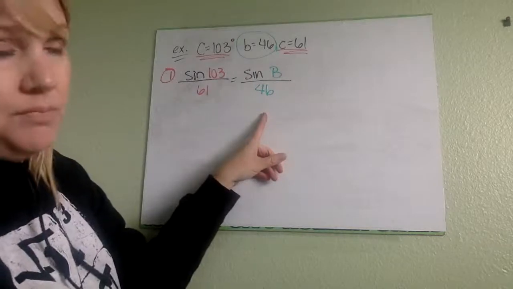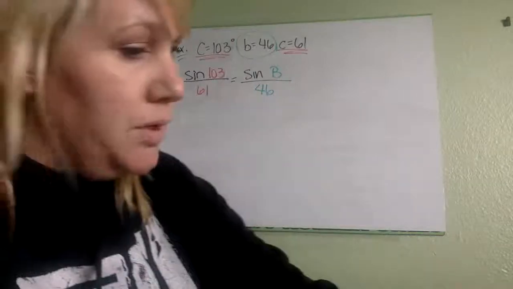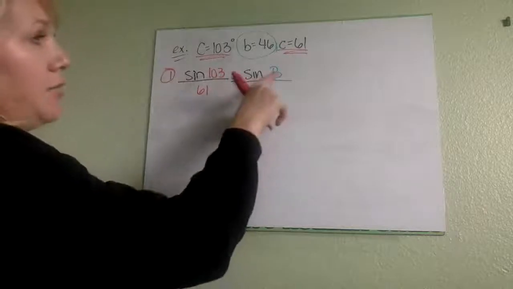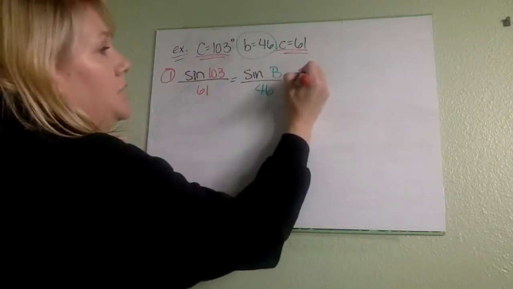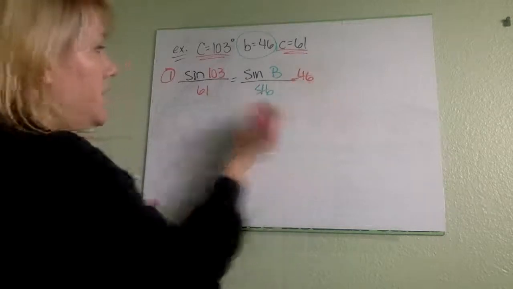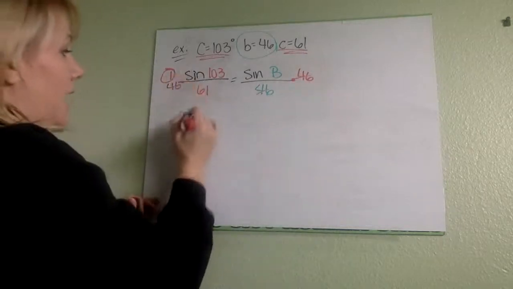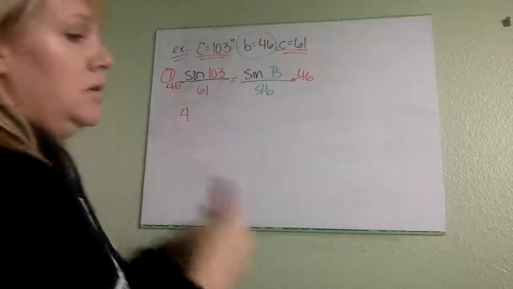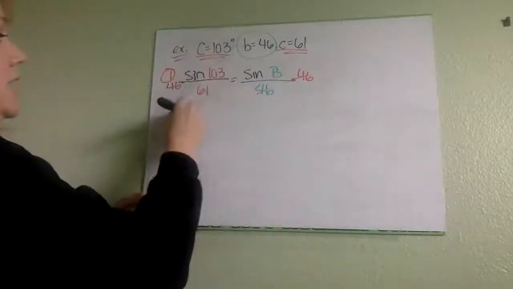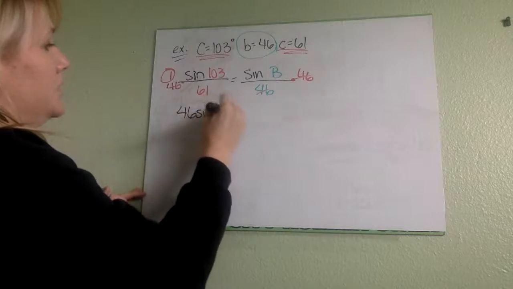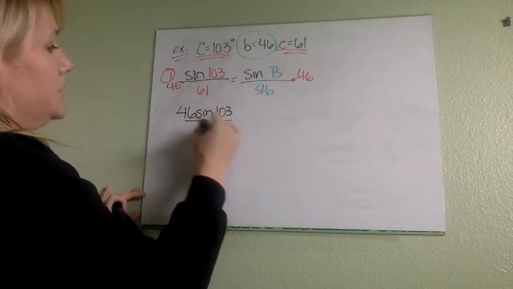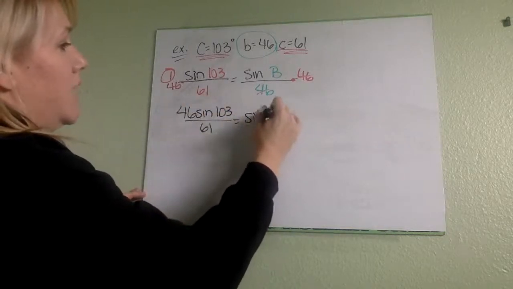It would add a step. Don't feel bad if that's what you want to do. Since I recognize that to get the sine of B by itself, all I would have to do is multiply both sides by 46, I can go ahead and do that instead, and it's a little faster. So 46 times the sine of 103 over 61 is equal to the sine of angle B.